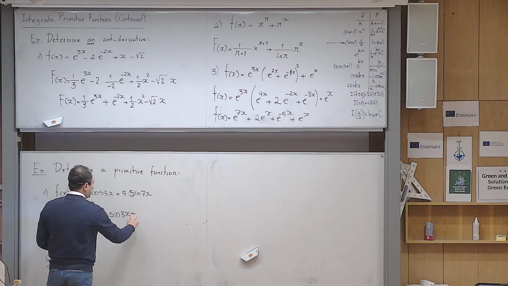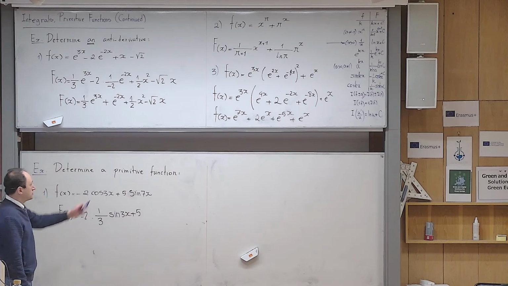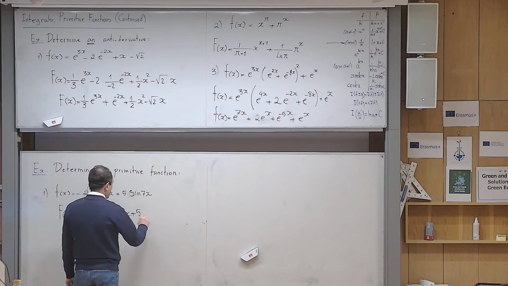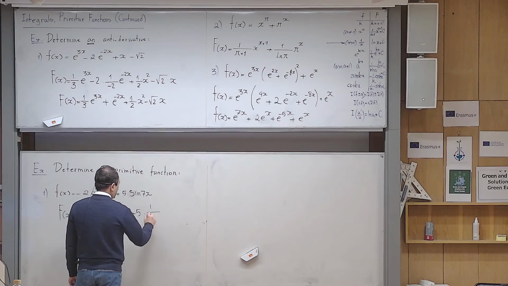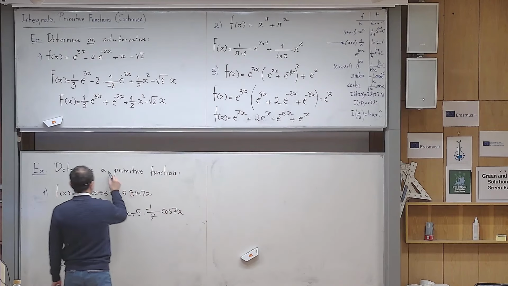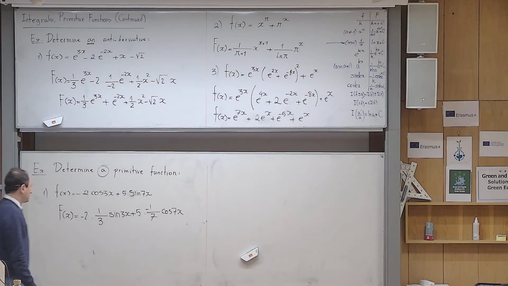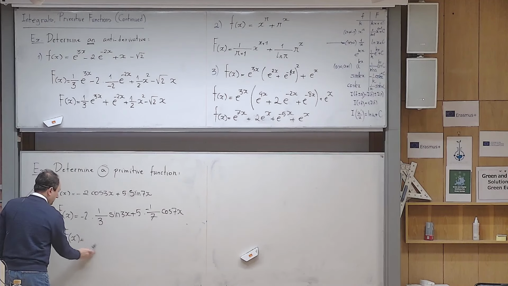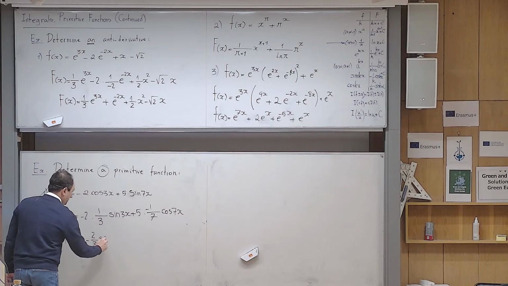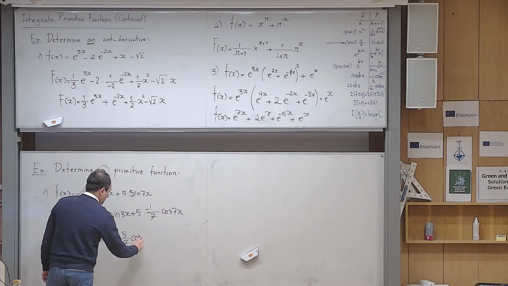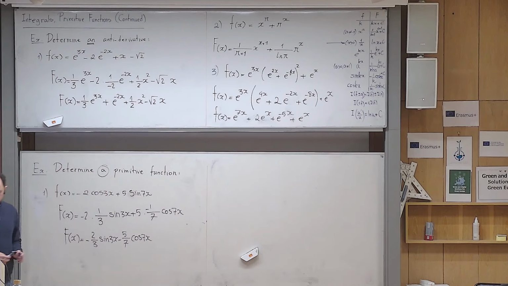For the next one, I have a 5, but I want to use the formula for sine. It is minus 1 over k. In this problem, k is what? 7. So it becomes minus 1 over 7, and then it becomes cosine. And because I want to find a primitive function, I don't need to write a constant c. Let me write it properly. So it becomes minus 2/3 sine 3x minus 5/7 cosine 7x. Simple, yes?